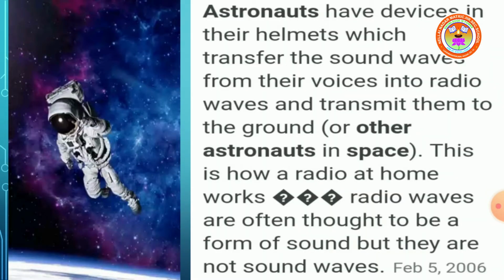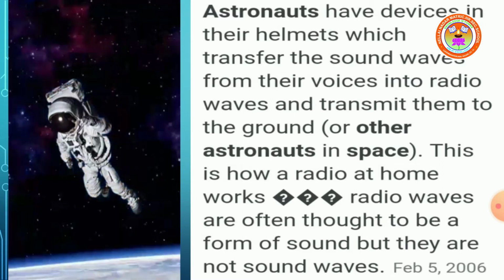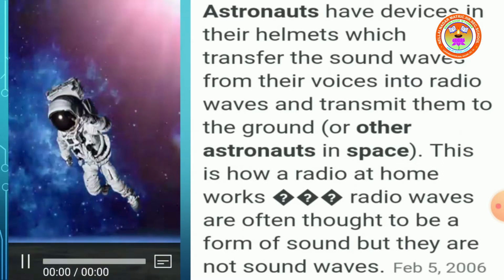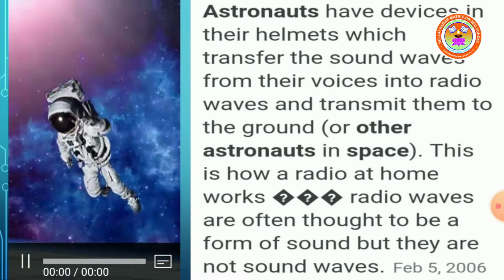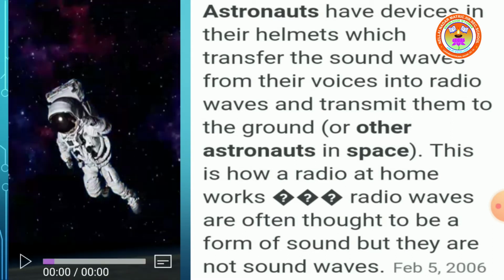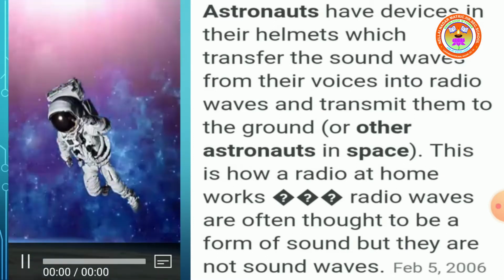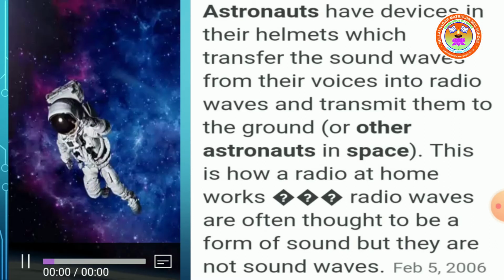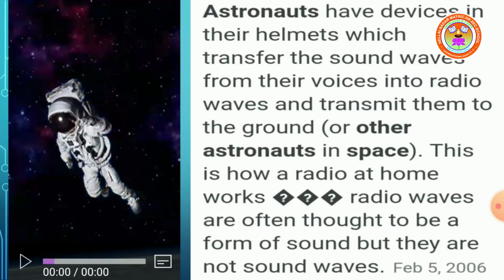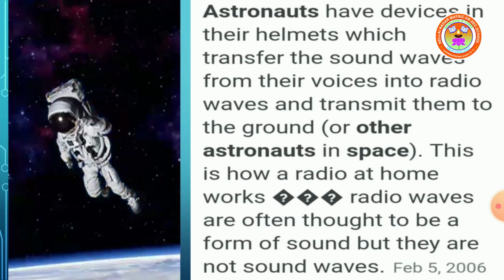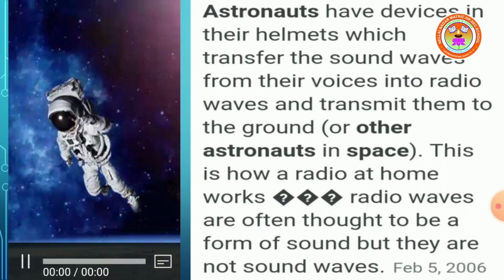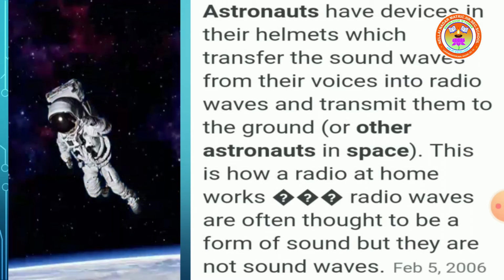Astronauts have devices in their helmets which transfer the sound waves from their voices into radio waves and transmit them to the ground. This is how a radio at home works. Radio waves are often thought to be a form of sound, but they are not sound waves.